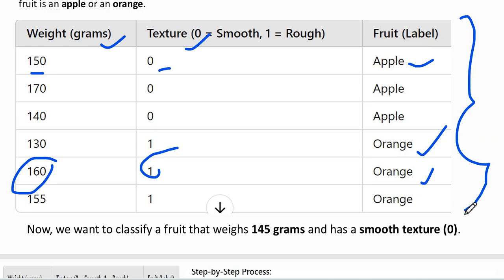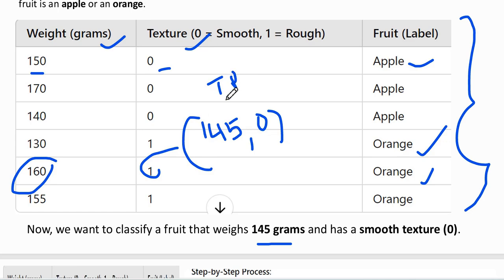This is the given data set. If I want to find out what is the class of 145 grams and smooth texture equal to 0, that means we have to find out the class of the test point 145 comma which one? 0. So this is what we call the query point, or also called which one? Test point. Query point, which one? Test point.